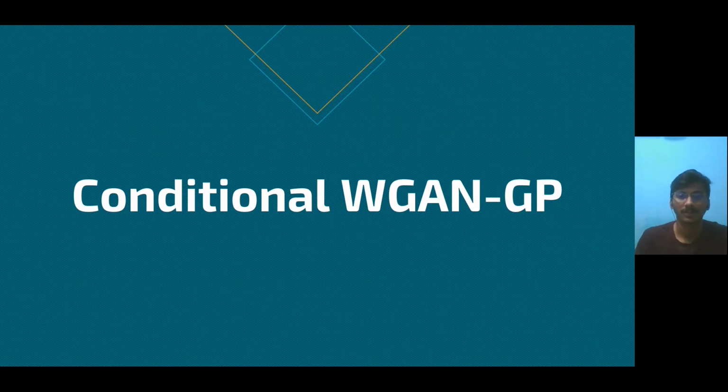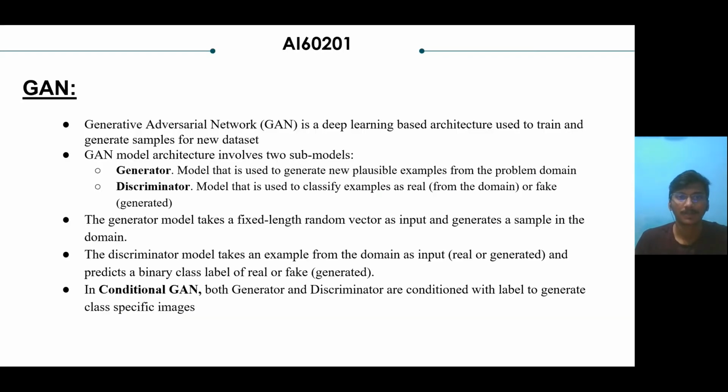Hi, I'm Shanmukh Sanath, and in this presentation, I will be explaining conditional WGAN with gradient penalty, which is the third model of our project. GAN is basically a deep learning based architecture. It has mainly two submodels or two parts. First one is generator and second one is discriminator.